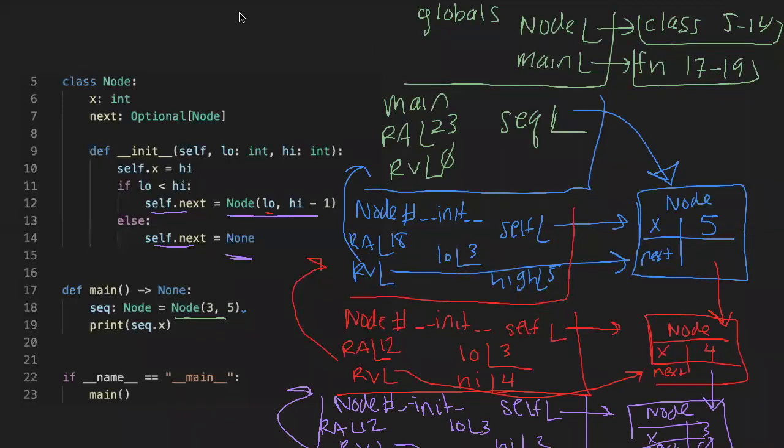Okay, and I was just drawing these arrows to try to visually show what's going on, but you should not include those. All right, and so then the final step is just to make note of the output, which was just printing the X attribute associated with the head of the sequence list, which was just 5. Okay, awesome.